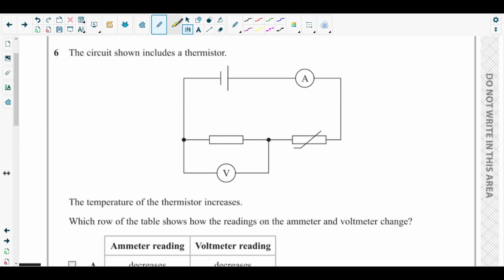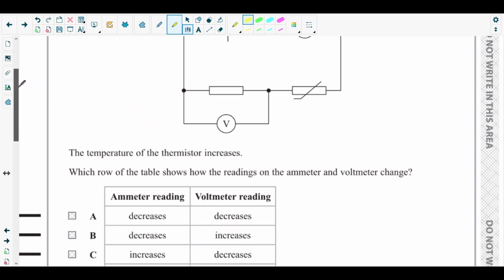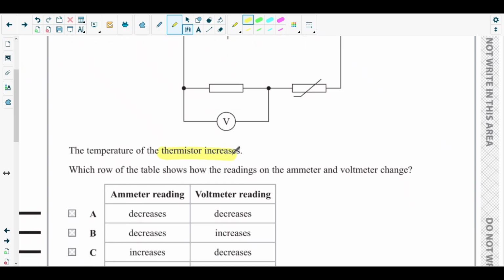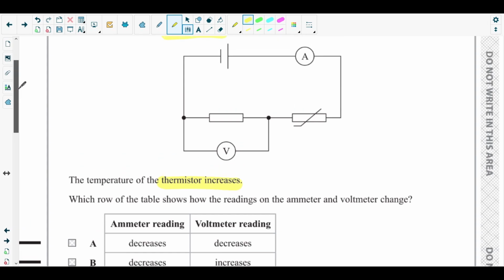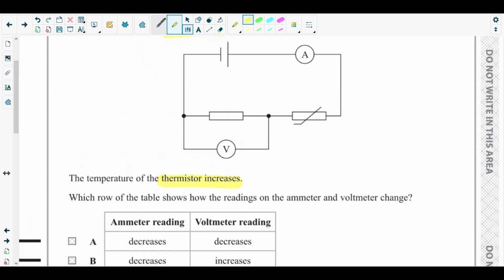Here the question says the circuit shown includes a thermistor. The temperature of the thermistor increases. Which row of the table shows how the readings on the ammeter and voltmeter change? If the temperature of the thermistor increases, then what will happen? The resistance of the thermistor will decrease. So this is basically the thermistor. If its temperature increases, its resistance will decrease.